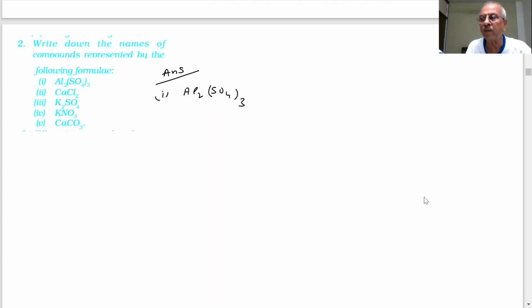How do we write the names? There is a cation and there is an anion. The cation is written first, then the anion is written.